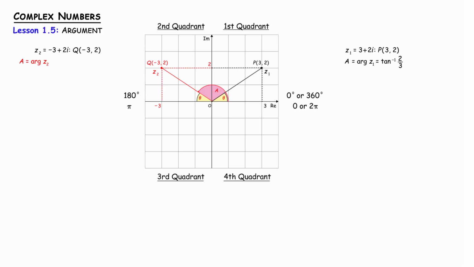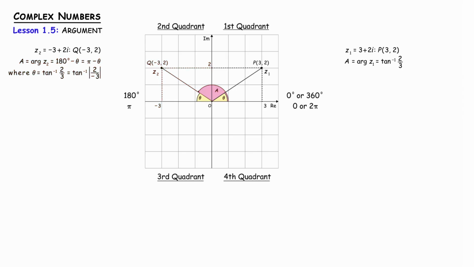The angles marked theta are equal as they occupy similar positions in identical triangles. A is equal to 180 degrees minus theta, or pi minus theta, where theta is equal to the inverse tan of 2/3, or the inverse tan of the absolute value of 2 over minus 3.